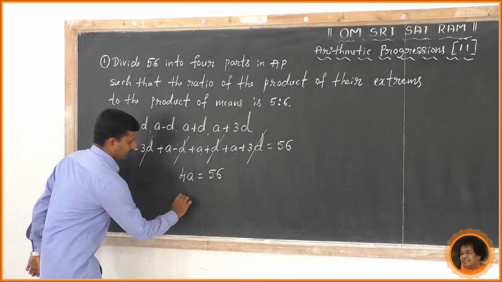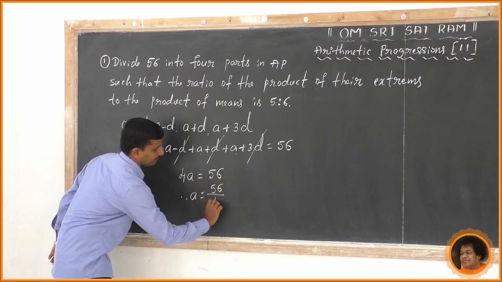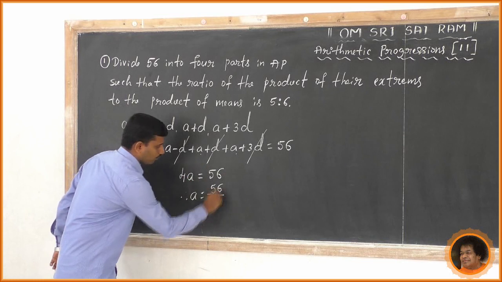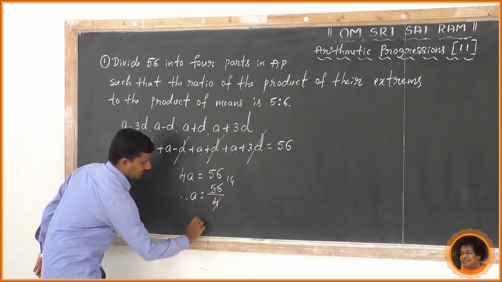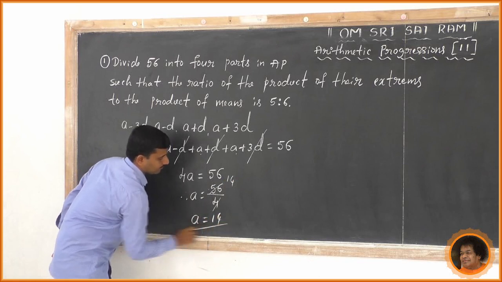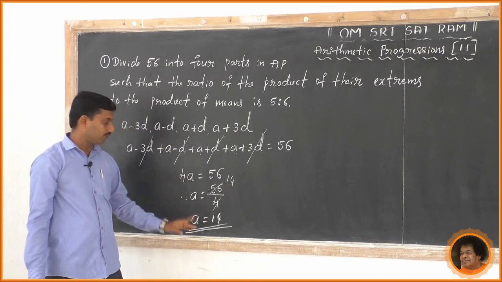So what is the value of a? Therefore a equals 56 divided by 4. 4 ones are 4, 4 fours are 16. Therefore a equals 14. So this is the value of the first term, a equals 14.